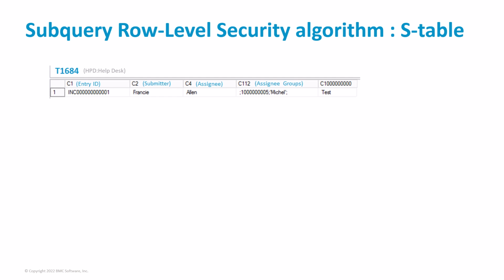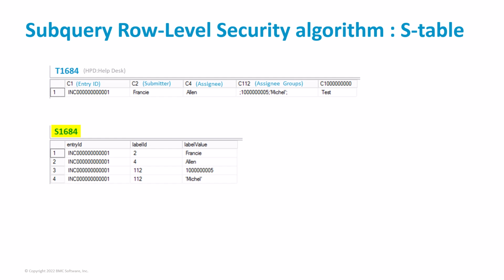It uses a similar naming convention using S and the involved form schema ID. For example, records in the S-table for this incident would have data like this, with multiple records for the incident's entry ID, and with labeled ID containing the field ID that the permission stored in the label value column relates to. This S-table is then accessed as a nested query of the main query against the T-table to check the user's access to a record, joining the C1 column of the T-table with the entry ID column of the S-table.